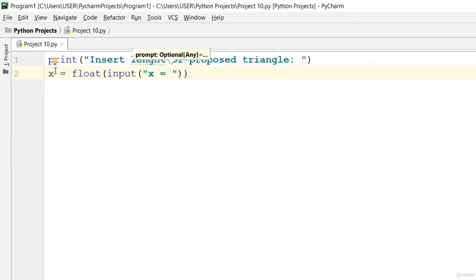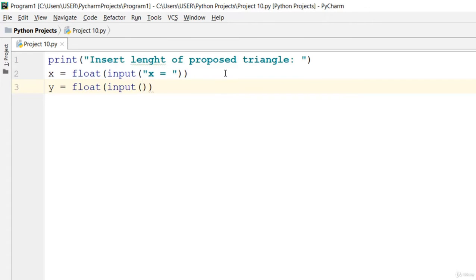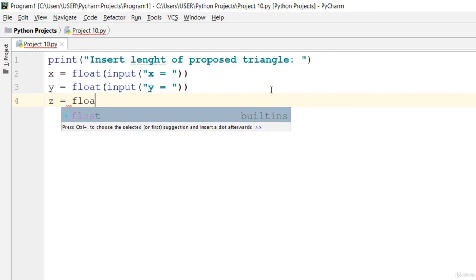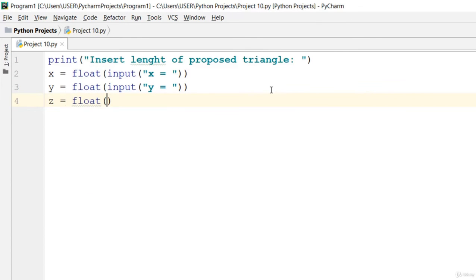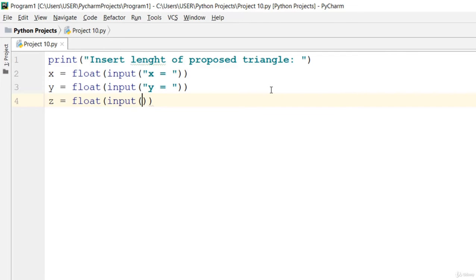is equal to, then the user inputs that. Then we'll check for y, and let y be equal to float input, let's say y is equal to, and then z is equal to float input, and let z be equal to.